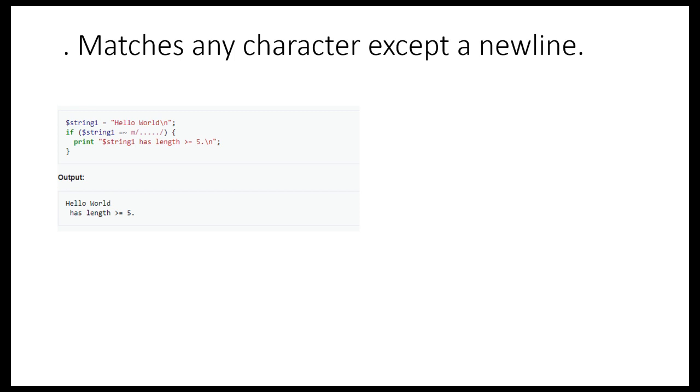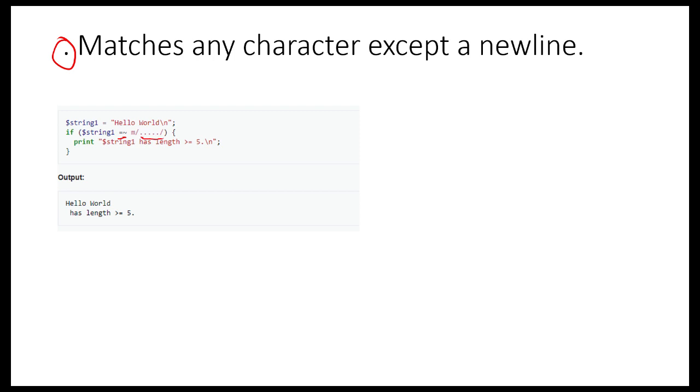So let's go over some types of regular expressions. The first type is period. The period matches any character except a new line. In my case here, I have "hello world." That's my string, so this is what I'm going to search. And I'm writing an if statement to say if the string matches a regular expression of 5 dots.